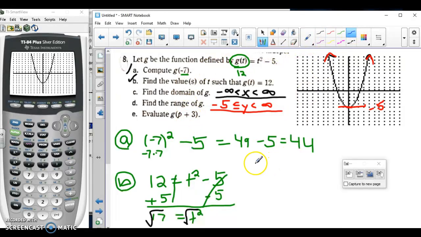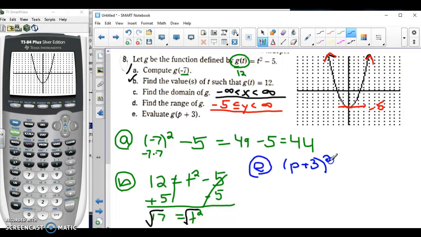So let's do that right here. This means instead of where we see the t, we're going to put in p plus 3. We're going to square it, and then we minus 5. So this is where that box comes into play. Boom, boom, boom, boom. There's a box.